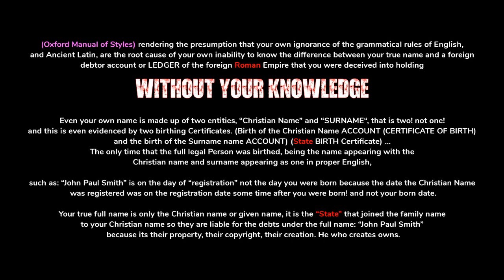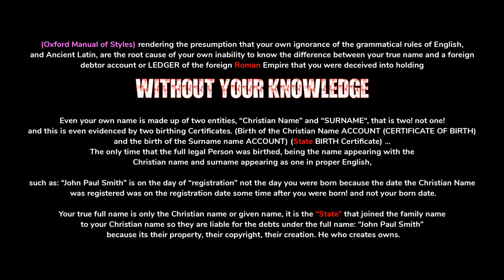Even your own name is made up of two entities, Christian name and surname, that is two, not one. And this is even evidenced by two birth certificates: the birth of the Christian name account, the certificate of birth, and the birth of the surname account, the state birth certificate. The only time that the full legal person was birthed, being the name appearing with the Christian name and surname appearing as one in proper English, such as John Paul Smith, is on the day of registration, not the day you were born, because the date the Christian name was registered was on the registration date some time after you were born, and not your born date. Your true full name is only the Christian name or given name.